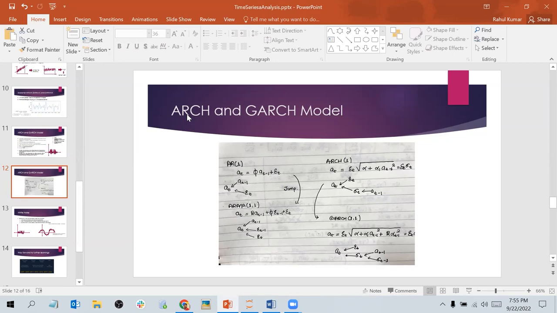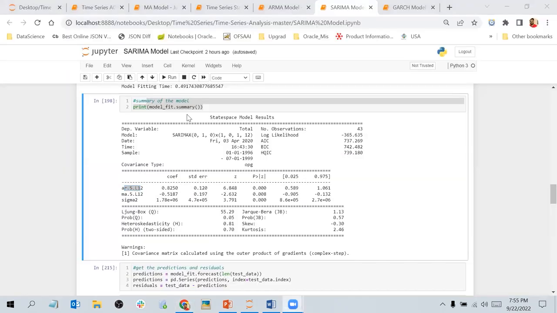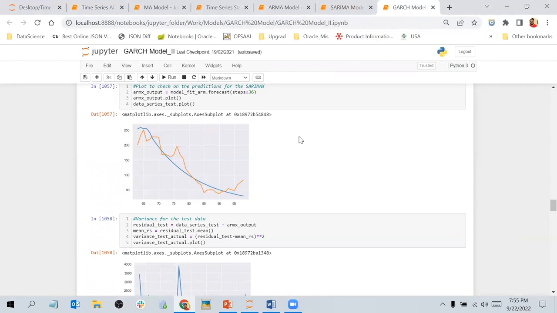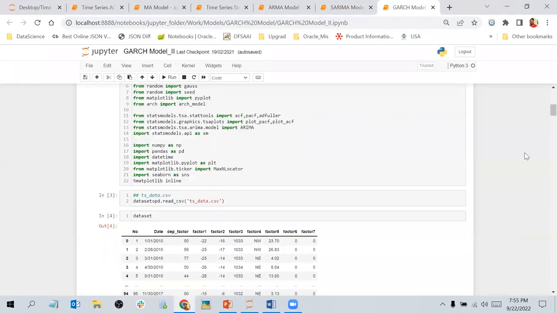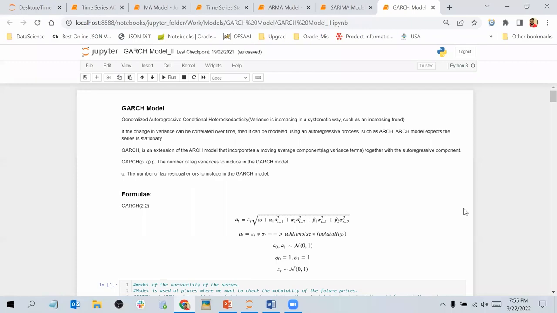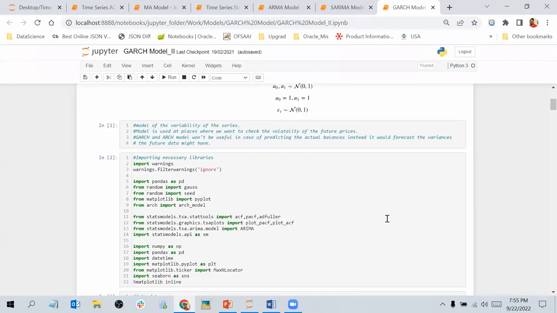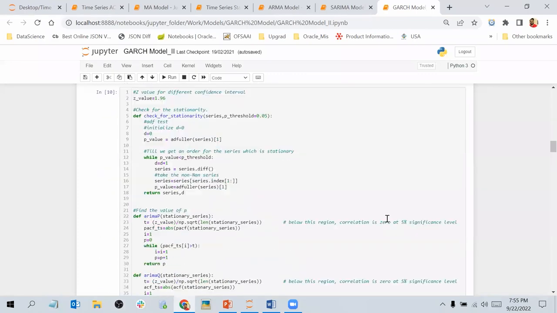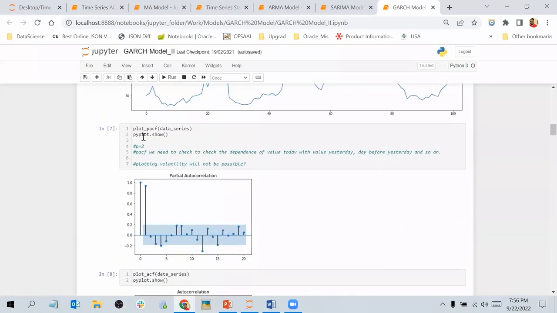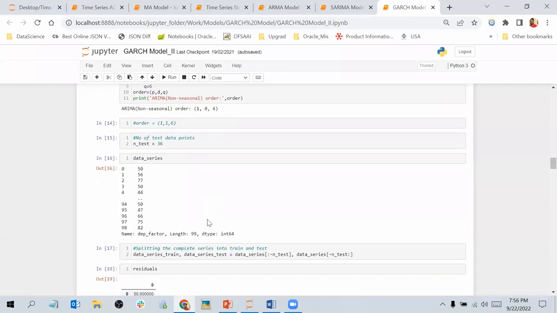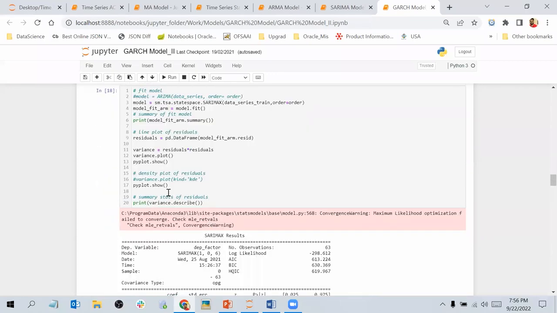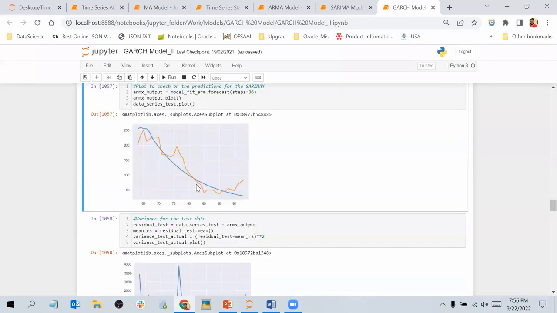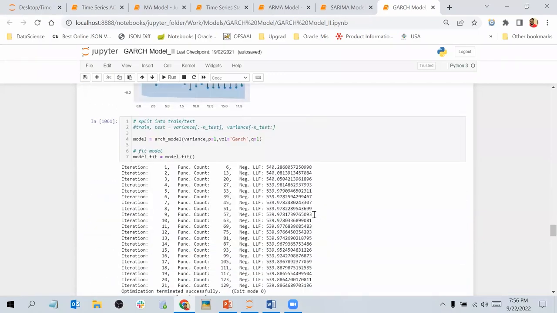I think we have some 5 minutes left, so I'll just go to the GARCH model here and show you where it is. You have this series, and these things are very much the same. You have your ACF and PACF, you have your variance calculated, and then you have a model called the ARCH model.